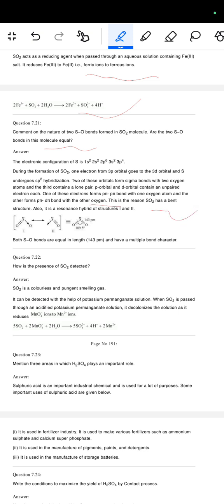Also it is a resonance hybrid. So SO2 is a resonance hybrid. The two S–O bonds are equal in length, that is 143 picometer, and the multiple bond character comes in.